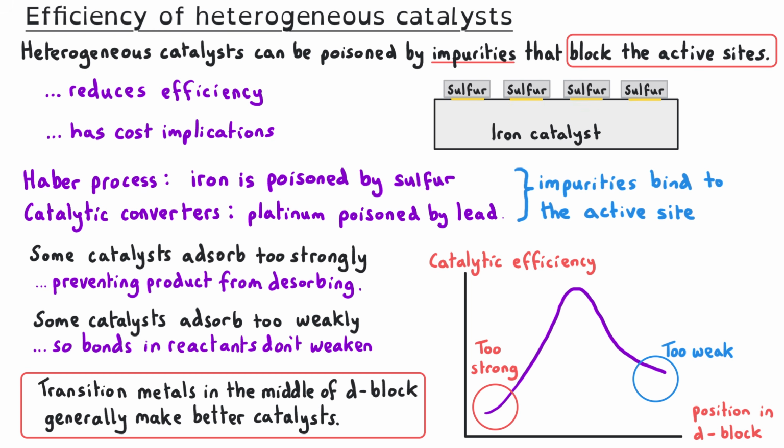Generally, transition metals in the middle of the d block make better catalysts than those at the ends. On the left-hand side of the d block, we find the elements that typically adsorb too strongly, and on the right-hand side of the d block, we find those elements where the adsorption is too weak.